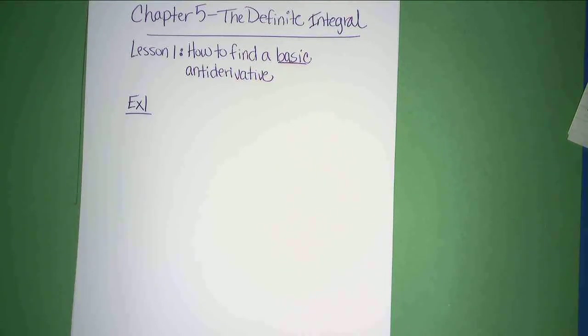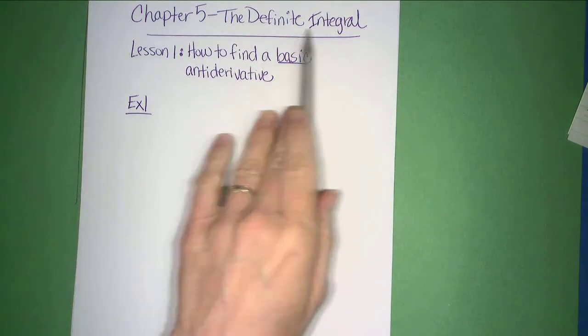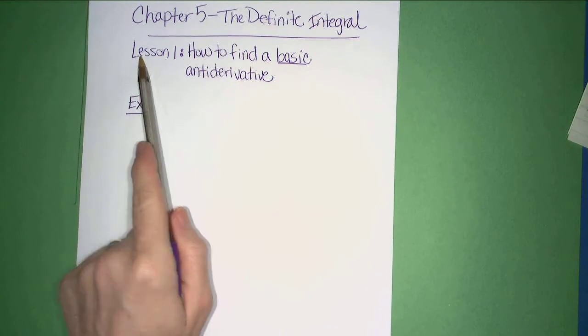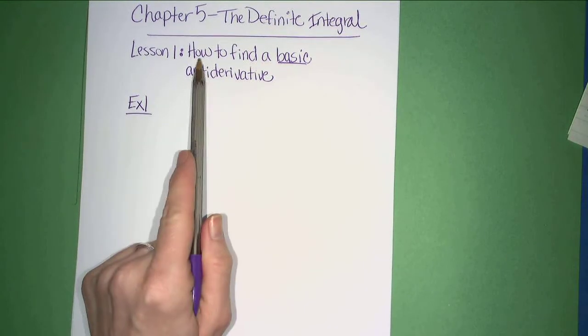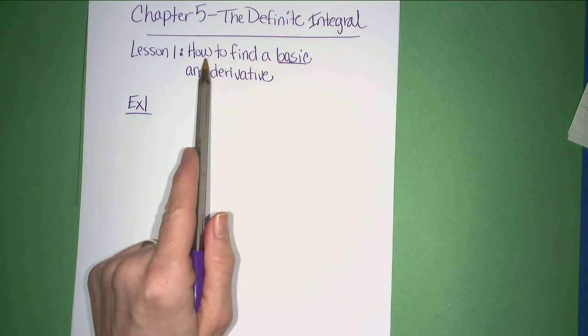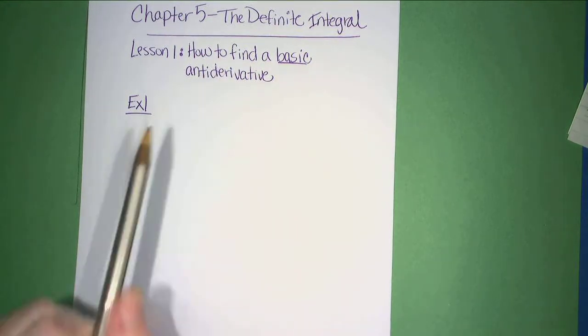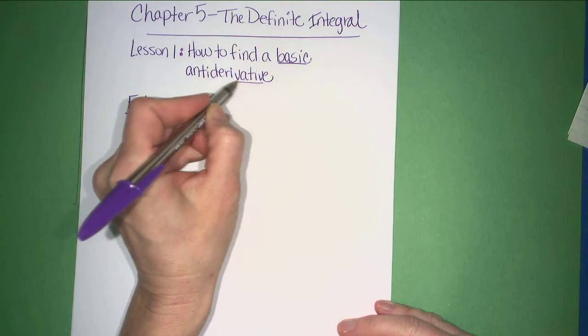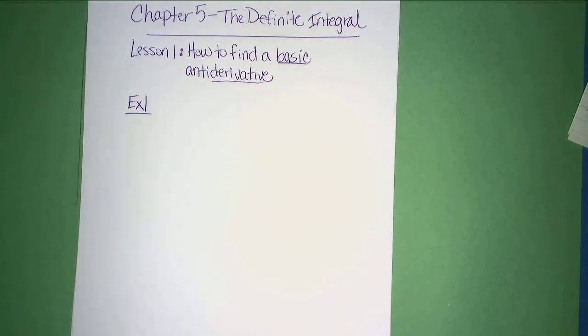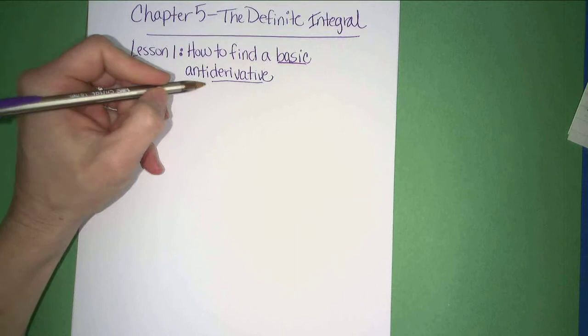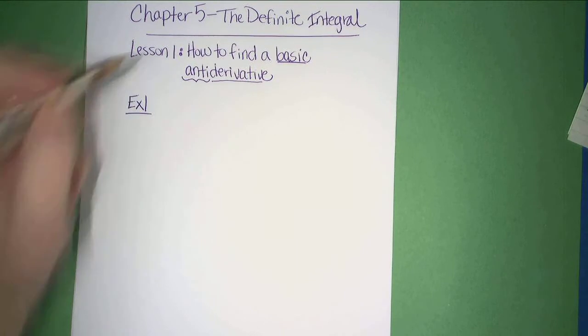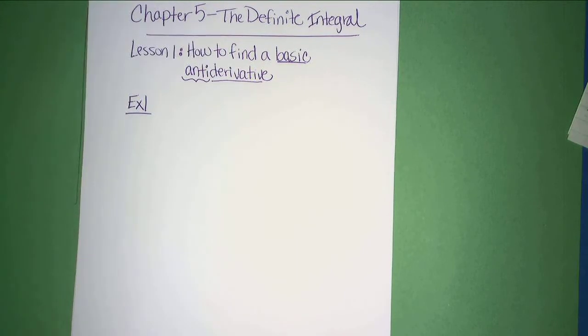Today's lesson is the first lesson in our new chapter, Chapter 5. The title of the overall chapter is the definite integral, but our first lesson, Lesson 1, is just going to be simple, how to find a basic antiderivative. What's interesting is you already know the word derivative. We did that in Chapters 3 and 4, but in Chapter 5, we're going to go backwards, hence the word anti in front of it.